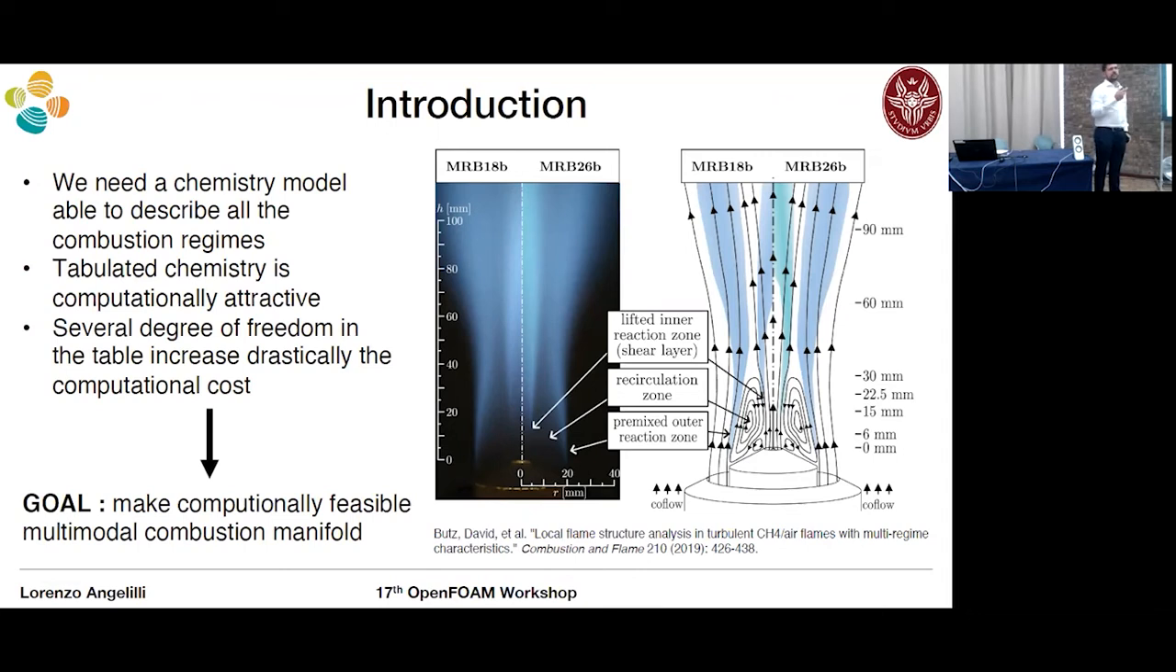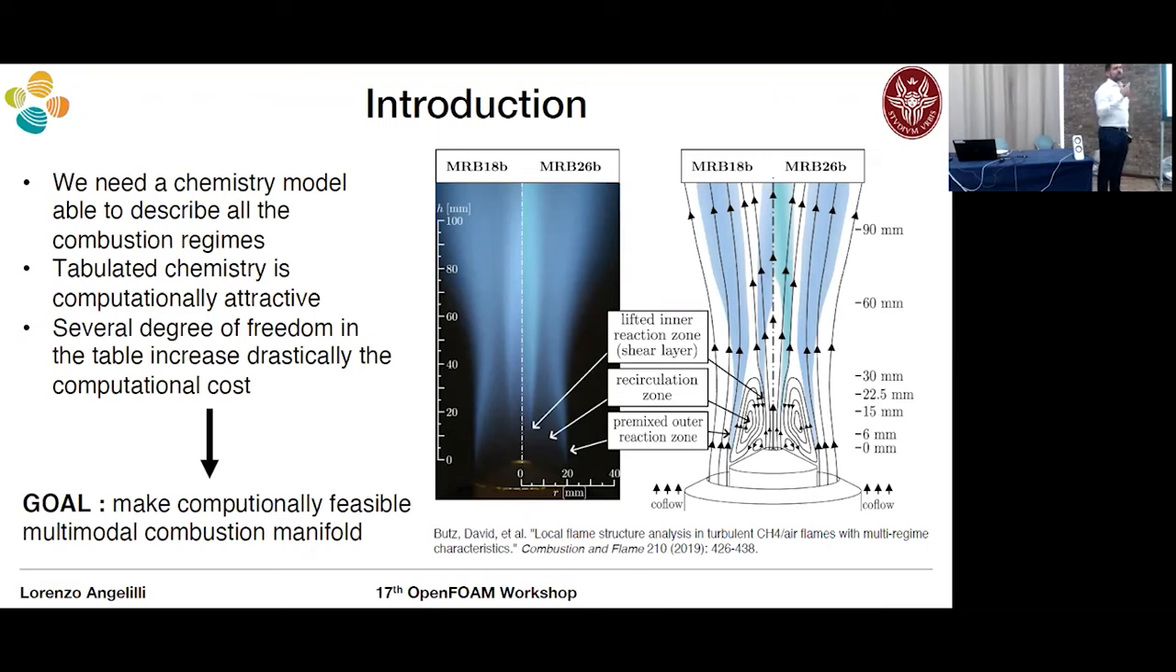For this reason, the system becomes very huge. If you think of methane, whose mechanism has 53 species, it means that we have to solve 58 equations. And if the mesh is very large, the system becomes extremely computationally expensive.